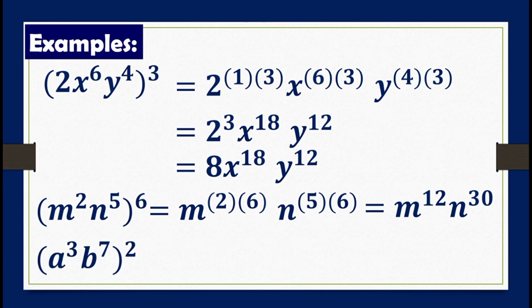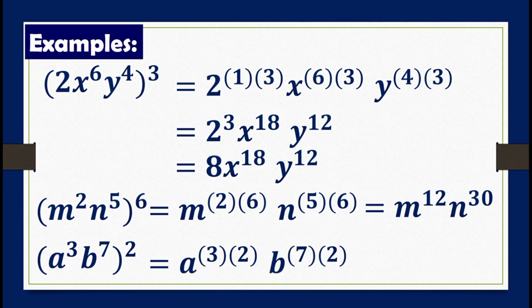Another one. (a^3 b^7)^2. Again, all we need to do is to multiply the exponent outside the grouping symbol to every exponent inside our parentheses. This will lead us to a raised to 3 times 2, b raised to 7 times 2. The simplified form becomes a^6 b^14.